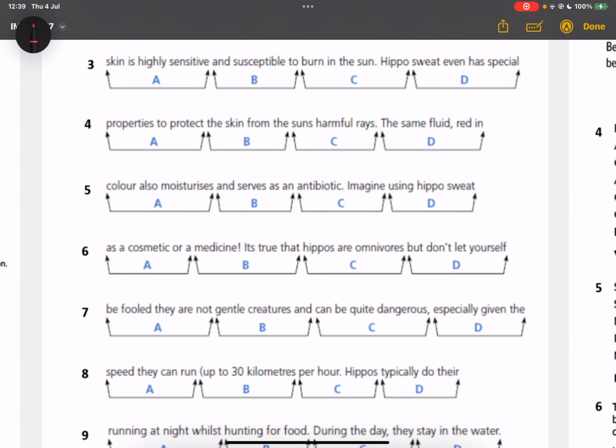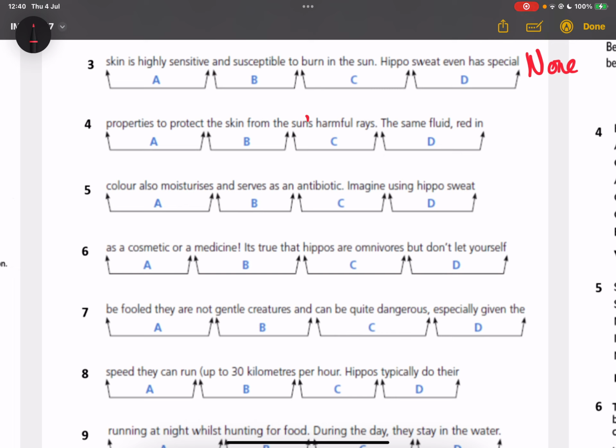3. Skin is highly sensitive and susceptible to burn in the sun. Hippo sweat even has special. So 3 is no mistake for this one. Has special properties to protect the skin from the sun's harmful rays. Well, this one is going to be C because sun's should have an apostrophe because it's possessive. It's the sun's harmful rays.